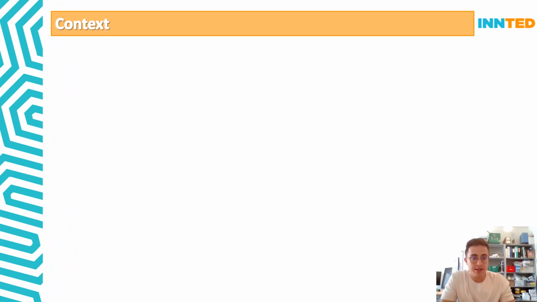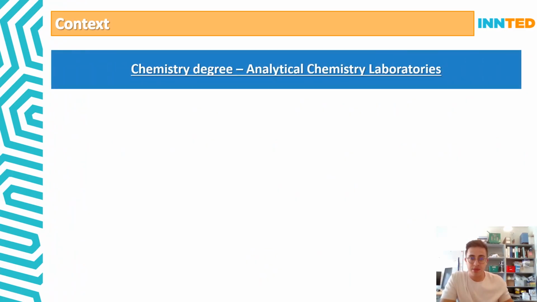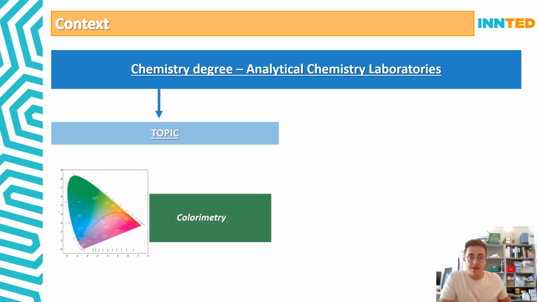The educational context in which we have worked is the chemistry degree. More in particular, we have focused on the analytical chemistry laboratories. In these laboratories, one of the topics that are dealt with has to do with colorimetry. That is, in our particular case, we use color as an analytical variable. We use color as an analytical tool in order to either identify compounds or quantify those compounds.